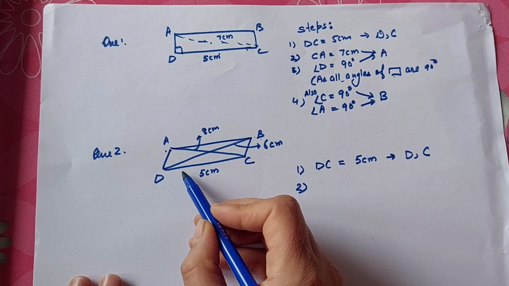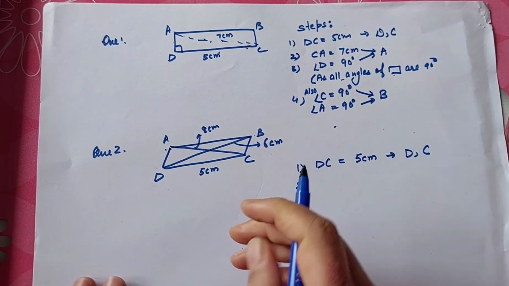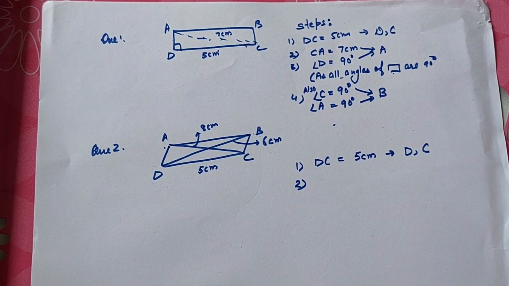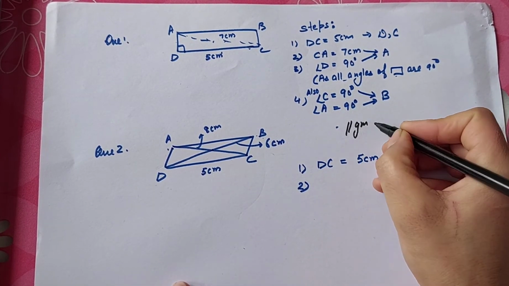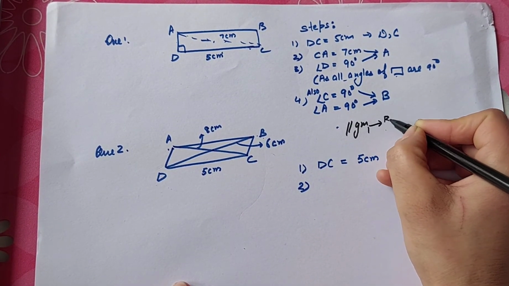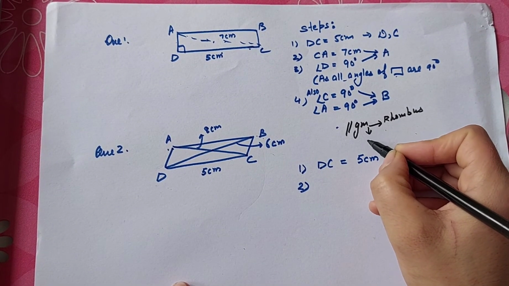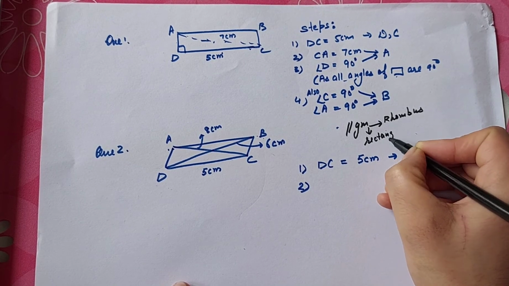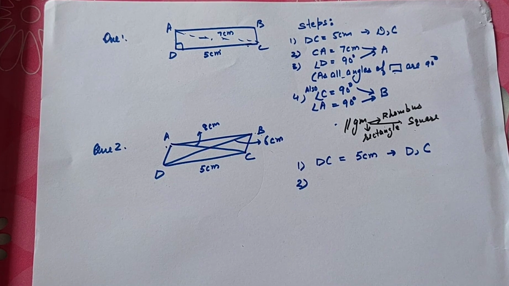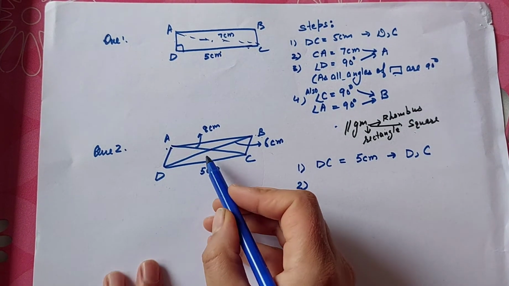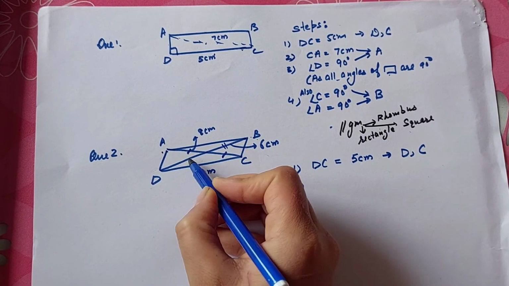Now here comes the role of property. The diagonals of a parallelogram. Which all figures are parallelograms? Parallelogram is a bigger set. Rhombus is also a parallelogram, your rectangle is also a parallelogram, and your square is also a parallelogram. So in all of these, the diagonals bisect each other. That means this is equal to this and this is equal to this.